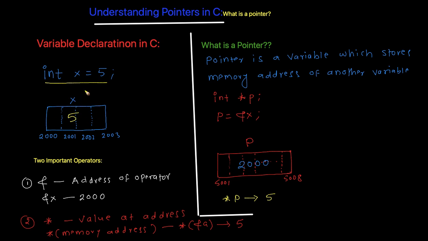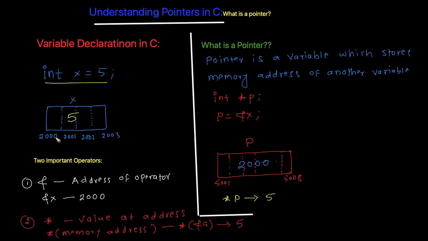The third thing which is told to the compiler by this line is assign a value 5 to that location. So 5 will be stored in that memory location. Let's say the memory is reserved from location number 2000 till 2003. Now these are memory addresses.